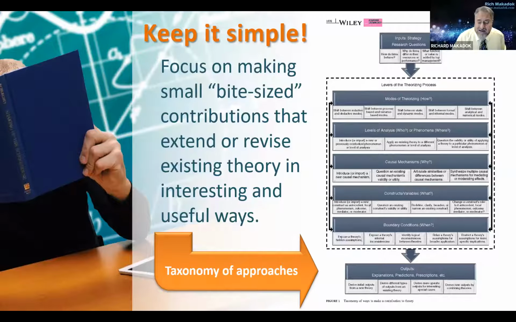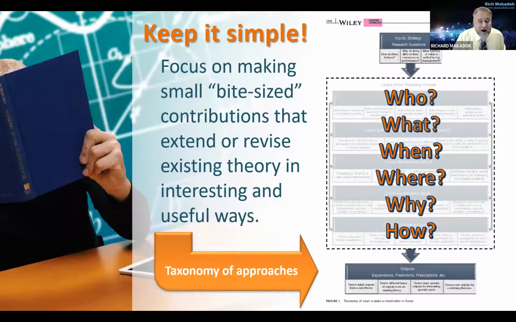It's interesting and important to think about bringing up new research questions at the top of the figure as an input, right? It's also interesting to think about what kinds of outputs you can derive from theories at the bottom. But I believe that a lot of the contribution to theory takes place right there in the middle, in the theorizing process. And so what we're going to do there is look at specific levers, what we call levers of the theorizing process. Basically, those levers answer the who, what, when, where, why, and how of theory, right? So we're going to go through those in a little bit of detail.